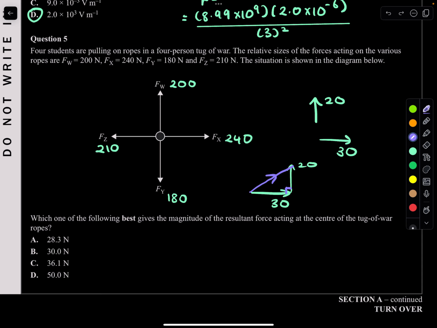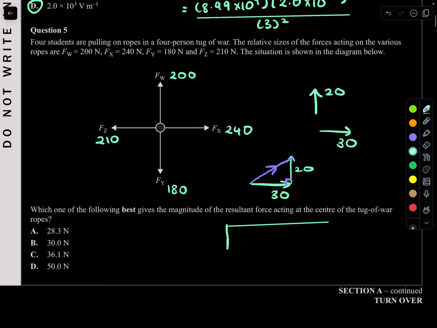Finding this, one of the easiest ways is using Pythagoras' theorem, because we have those two sides. And yeah, we just use Pythagoras' theorem. So Pythagoras' theorem, which is square root of 20 squared plus 30 squared, which gives me 36.05, which is C. The closest is C. Easy.